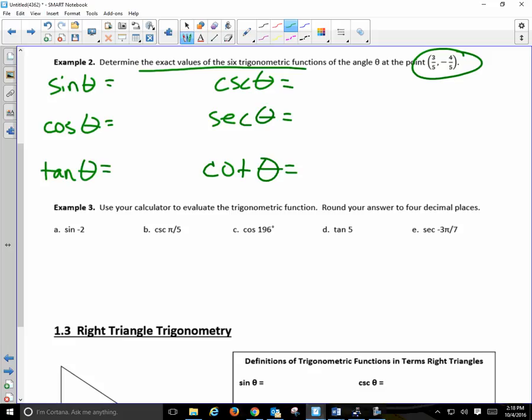Now, sine is which value? Not too bad, huh? Cosine is? Still not too shabby, huh? How do we find tangent? Oh no, fractions. My mind is starting to hurt. What should I do? Multiply by the reciprocal, times 5 over 3. The 5's cancel. We get negative 4 over 3.